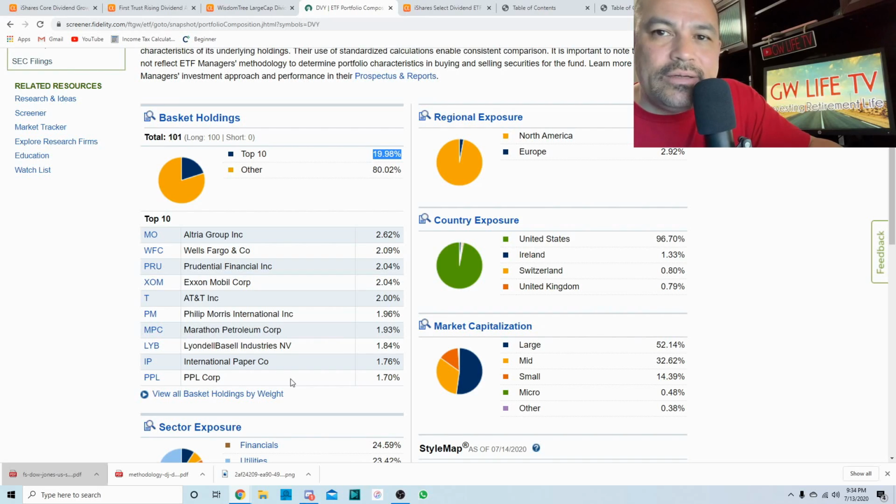Now you remember what I said about them rebalancing if the company is having reduced earnings per share. That'll probably happen for a company like Wells Fargo. So we'll probably see Wells Fargo kicked out of this index in the coming months, I would imagine. But I like a lot of these companies. I own Altria, I own Wells Fargo, I own Prudential, Exxon Mobil, AT&T, and PPL. So I own 6 of the top 10 in this.